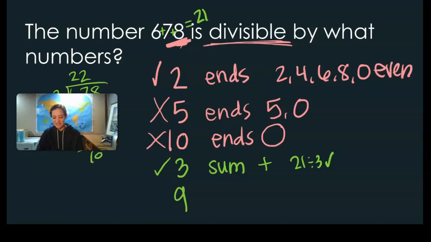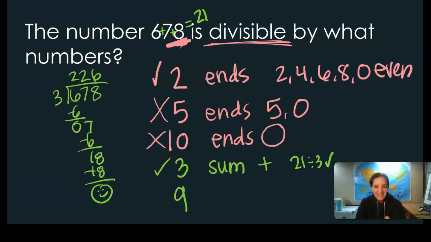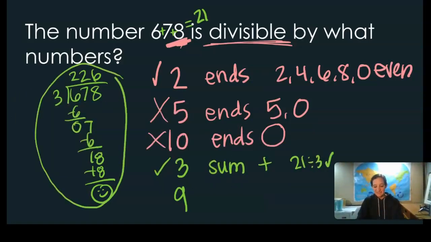Oh my gosh, look at this. It goes in evenly with no remainder. Oh man, you can't even see that. Get out of the way, Mrs. Madsen. Okay, do you see how it went in evenly? I just proved it, but just by adding up the digits and seeing that the sum was a multiple of 3, I could have already told you that it was divisible by 3.